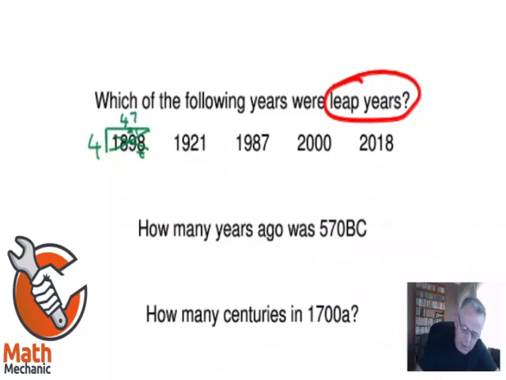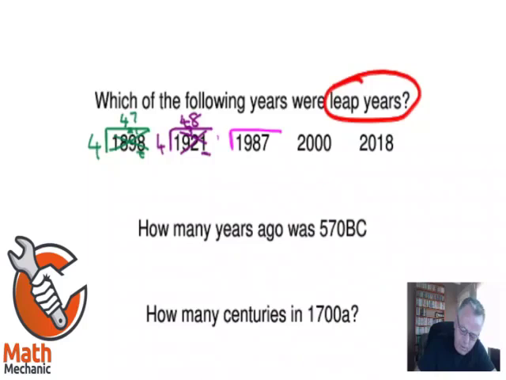Then looking at the next one, 1921, let's try the same thing. 4 can go into 19 a total of 4 times. That leaves us with 3. Put the 3 there, and we've got 32. So 4 can go into 32 8 times, but then 4 cannot go into 1 either. So that is not a leap year.